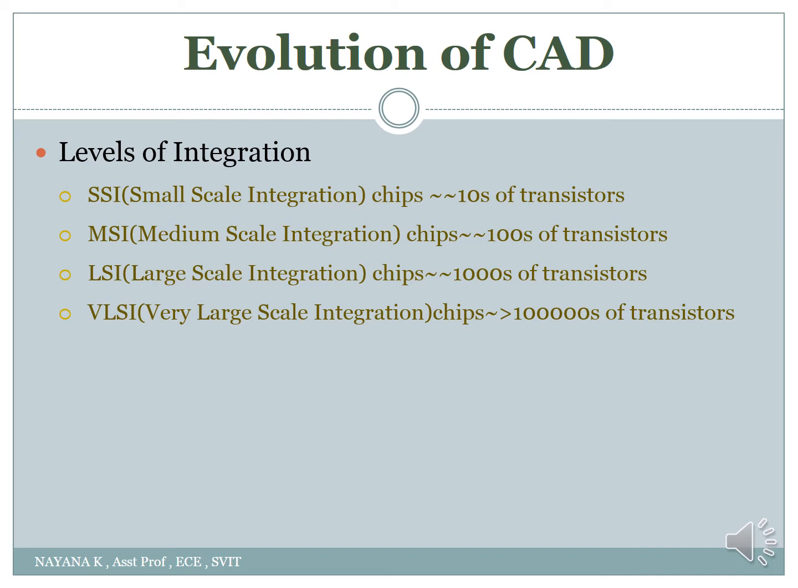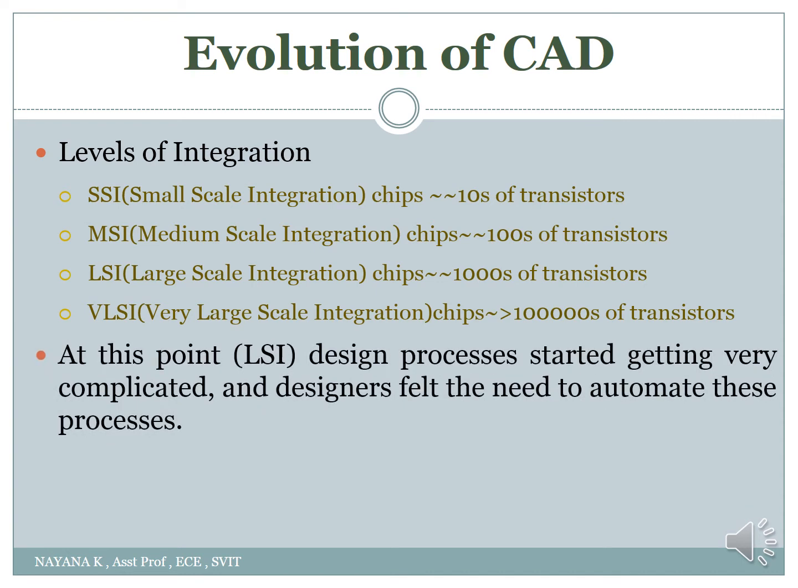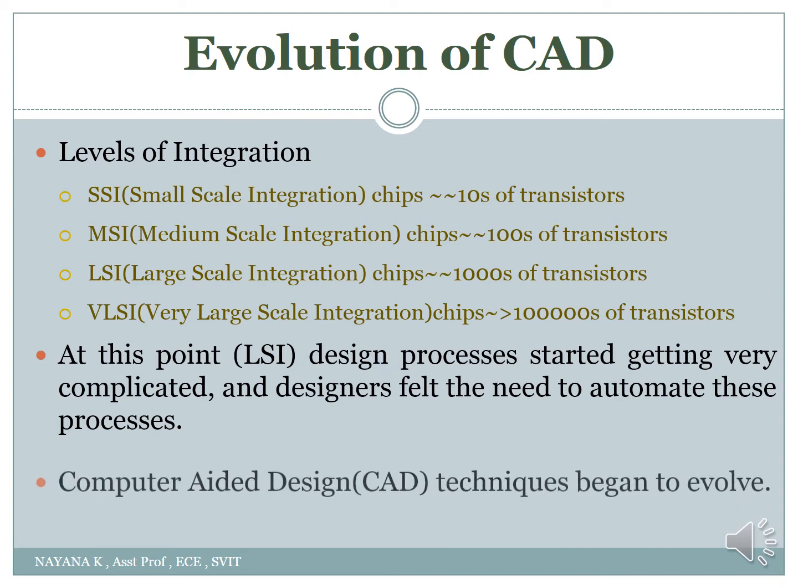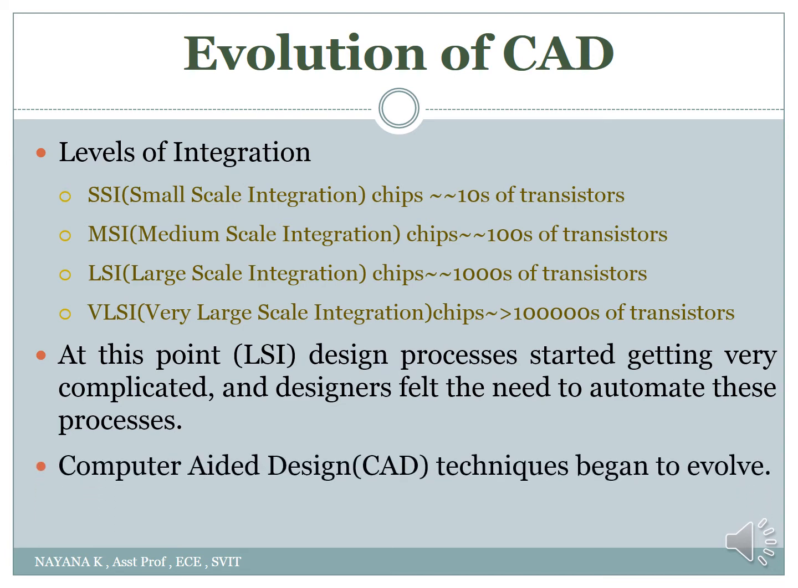Now, as we observe, as the number of transistors on a chip goes on increasing, the complexity of design also starts to increase. Especially at the point of large scale integration, the design process starts becoming very complex with more than thousands of transistors on a single chip. And at this stage, designers felt the need to automate the processes because it was highly impossible to verify things manually. And we know that necessity is the mother of invention, and this necessity of automation led to the evolution of the computer aided design techniques, and they began to evolve.